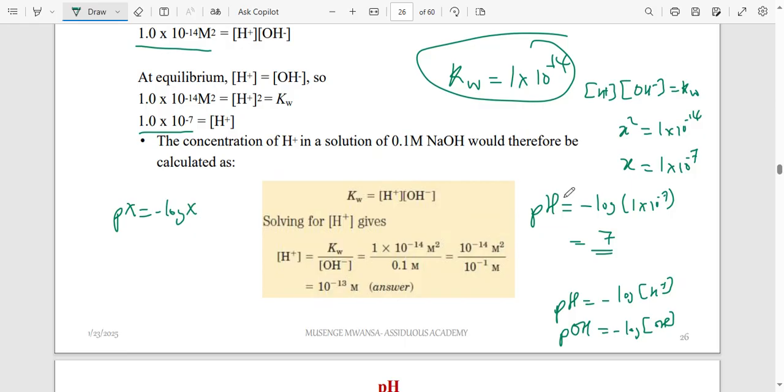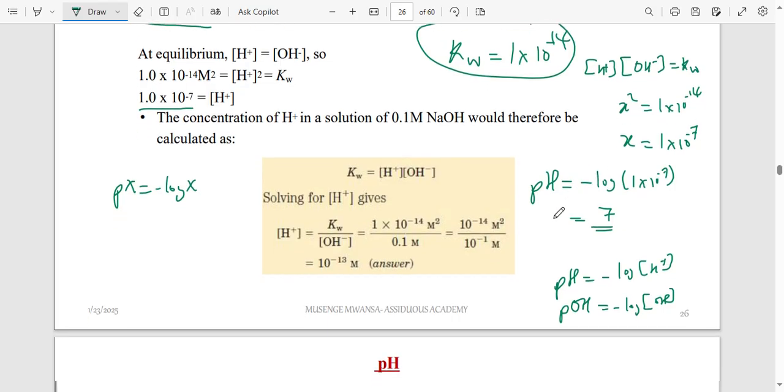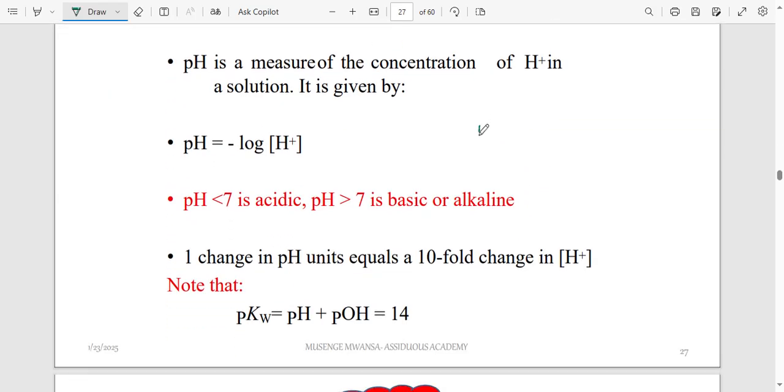I only talked about pH. I can also calculate pOH and it will still give me 7, because the concentration of hydrogen and hydroxide was the same. Therefore, I can get pH and add it with pOH. 7 plus 7, that will give me 14. And that is known as pKw. You can also say pKw.